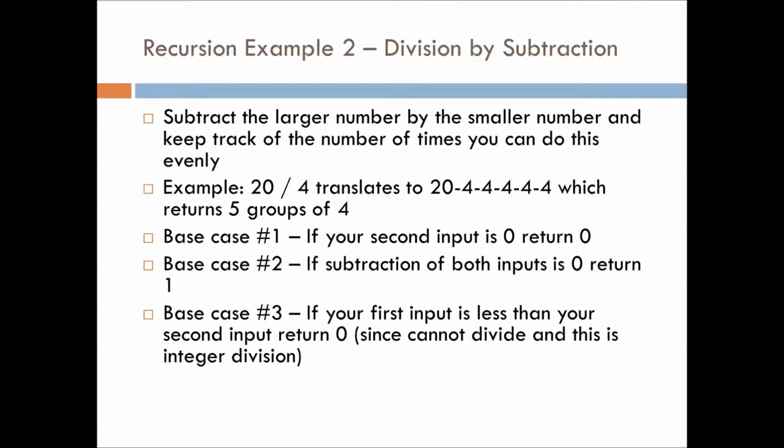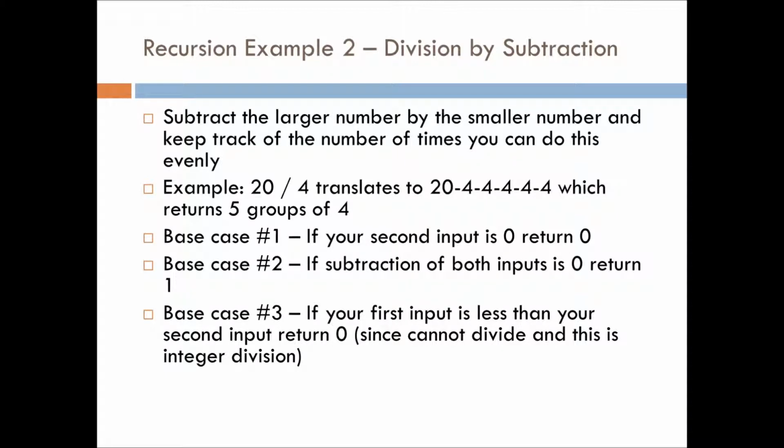Okay, and now it is possible to also do division by subtraction in our second example here. So you want to subtract your larger number by the smaller number and keep track of the number of times that you can do this evenly. So let's take an example, 20 divided by 4. You keep subtracting 4. It's 5 times that you can subtract it, so your answer is going to be 5 groups of 4, or 5.